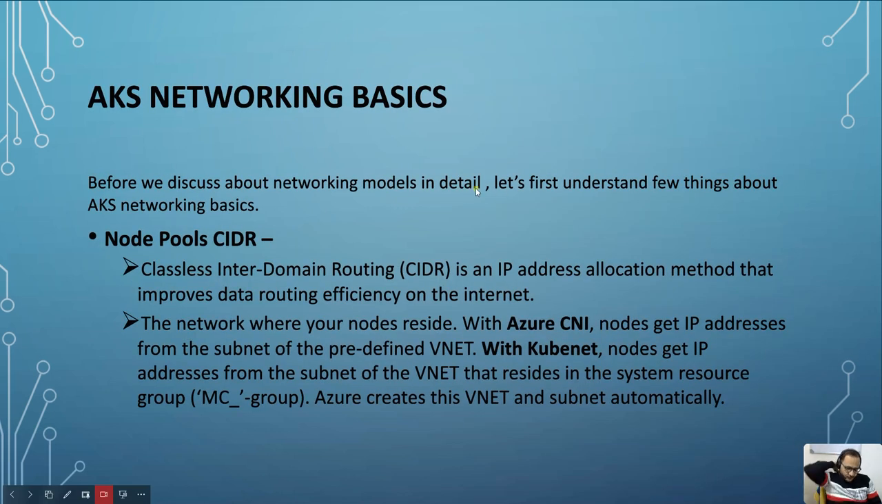Before going to explain the plugin models we have in AKS, like Azure CNI or Kubenet, first let's understand a few terms which you are going to use frequently whenever you create an AKS cluster. The first term here is node pools CIDR. So what does node mean here? A node is nothing but a virtual machine where your application or your pod is going to run.